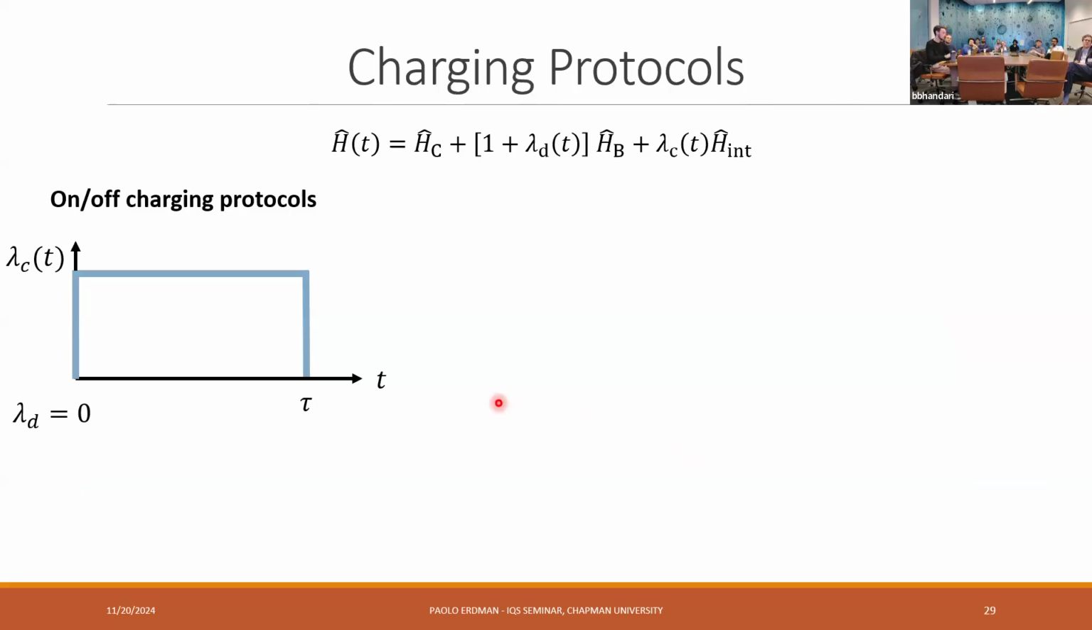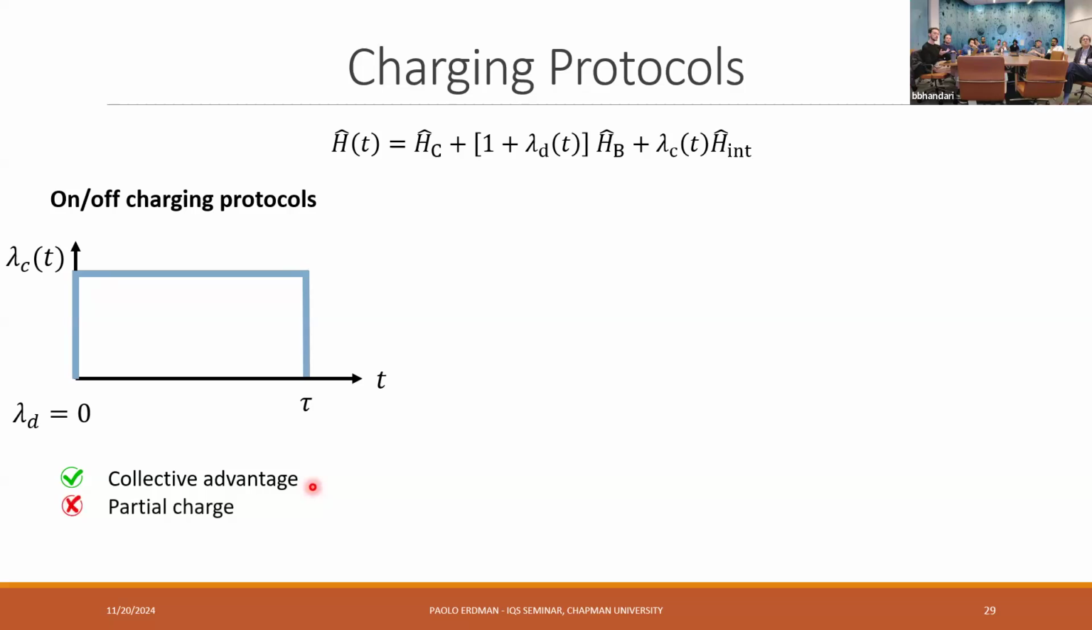Okay, so typically people study, let's say, this on-off protocol. You just take the interaction, you increase it to some maximum value, you keep it constant for some time tau, and then you switch it off after the charging time tau. This is just some bang-bang control where you put maximum coupling for some time tau, and then you switch it off. And this is how, in fact, they identify this collective advantage.